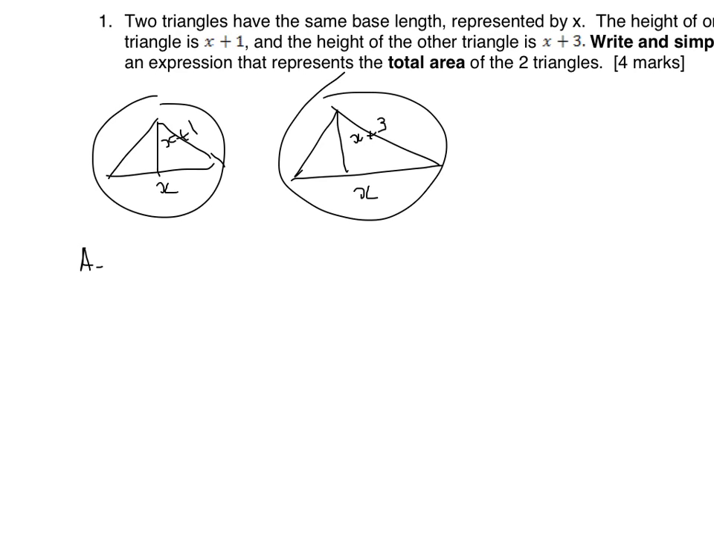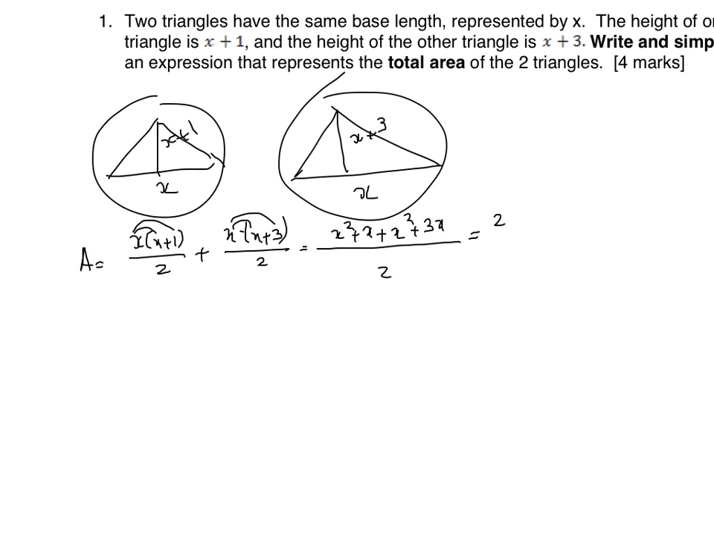So area by definition is base times height divided by 2. So it's going to be x times (x plus 1) divided by 2 plus x times (x plus 3) divided by 2. Since they have the same denominator, I can add them, and at the same time I can distribute x inside because we have to simplify. So we get x squared plus x squared plus 3x. So we get (2x squared plus 4x) over 2. Dividing numerator and denominator by 2, I get x squared plus 2x. Because this one and this one can be simplified by 2.